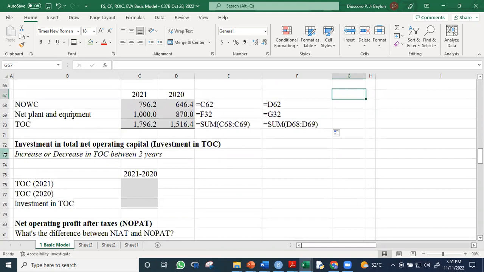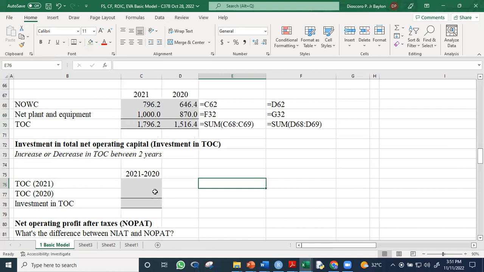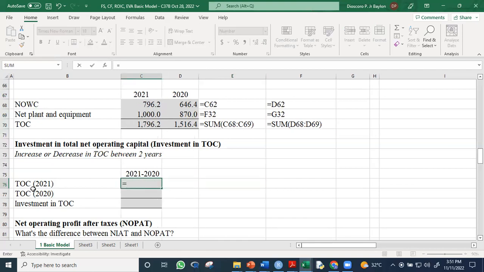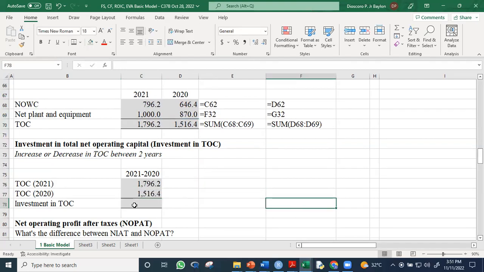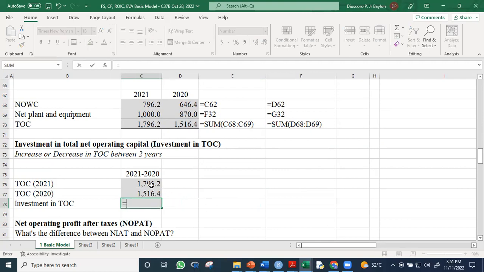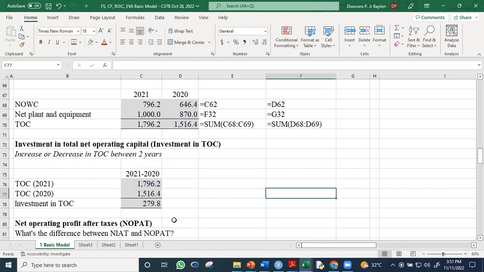Now we have the investment in total operating capital. So what do we mean by this? From 1516 in 2020, or at the beginning of the year, it became 1796, right? So the company invested more in operating capital. So let's just compute for that. So it's equal to TOC 2021. We have it here. So we're just linking it to 2021, and TOC for 2020 is this amount. Okay, so the amount invested is the difference. By how much did operating capital grow?